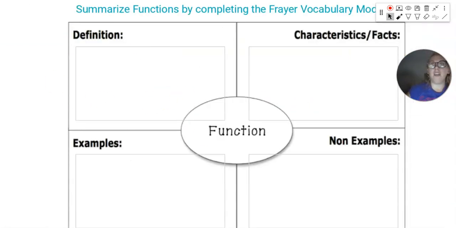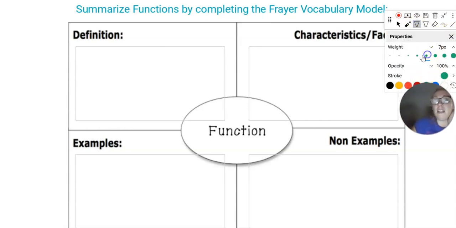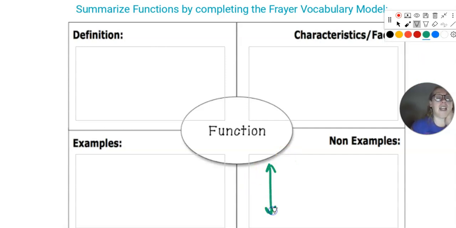And on slide 11 here, this is just a little box that you can use to fill out some definitions, characteristics, or facts, examples or non-examples of what a function is. So, you know, some things we can think of is non-examples. Actually, hold on, so non-examples might be something like repeated x values, or maybe a vertical line, right?